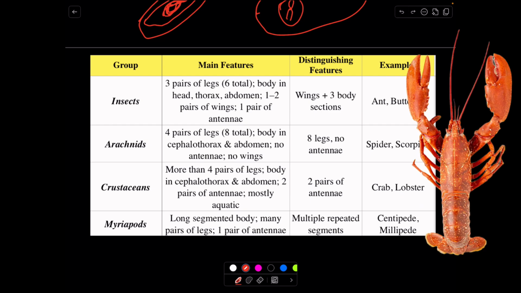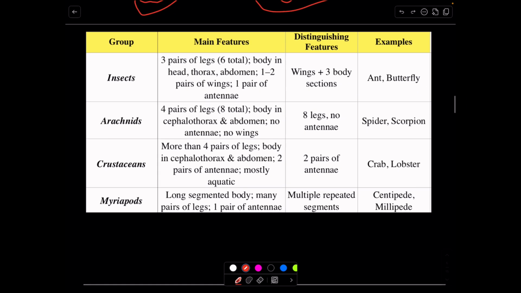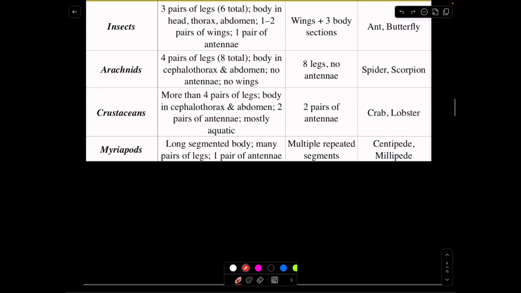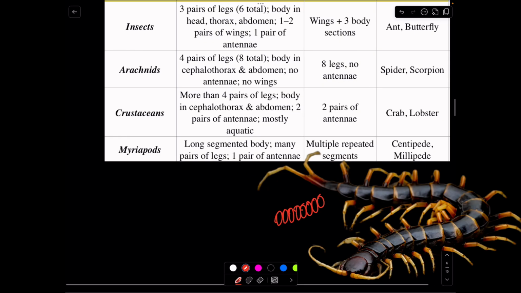They have a cephalothorax and an abdomen and 2 pairs of antennae, okay? So 2 pairs of antennae. That's where they're different to insects. And myriapods are like millipedes. They're like these worm-like things, and they have multiple repeated segments. So something like this, okay? So they have multiple repeated segments. All right, guys. And 1 pair of antennae.